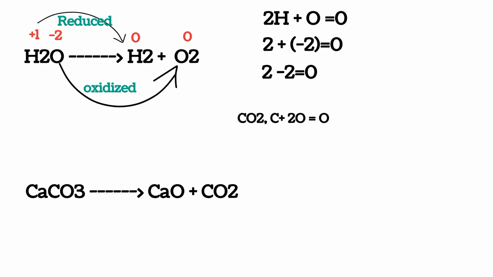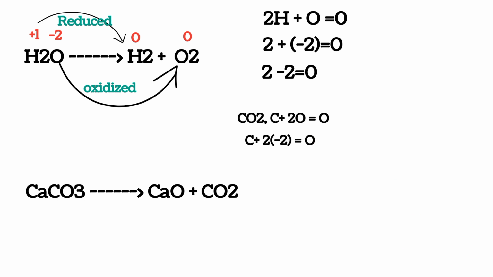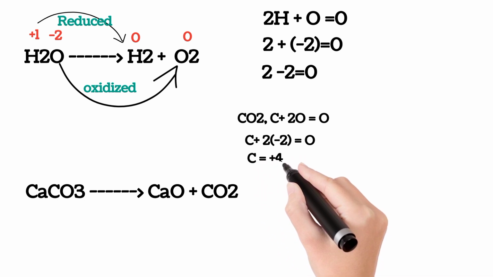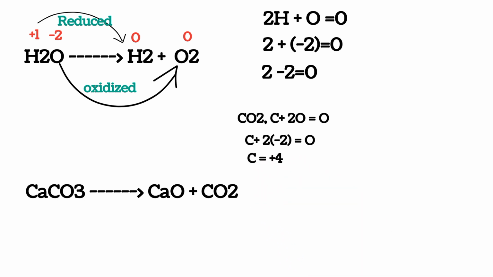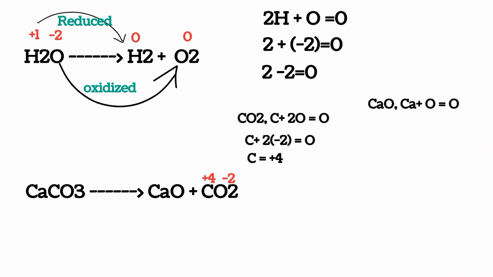Let's look at calcium carbonate forming CaO plus what? CO2. We have to calculate the oxidation number for each of the elements in their variable states. For CO2, we have C plus 2O equals 0. The oxidation state of oxygen is -2. So C plus 2 into -2 equals 0. So C will be equal to +4. So the oxidation state of carbon in CO2 is +4, and that of oxygen is -2.